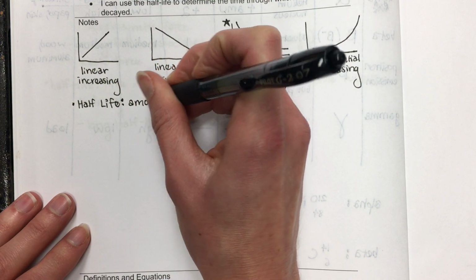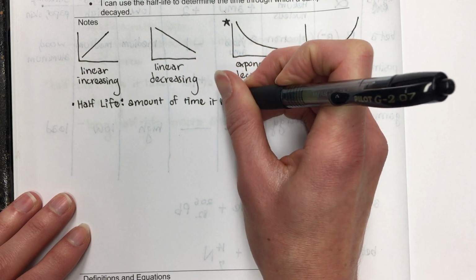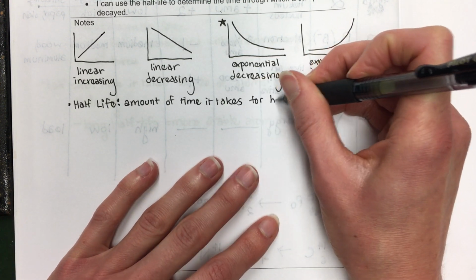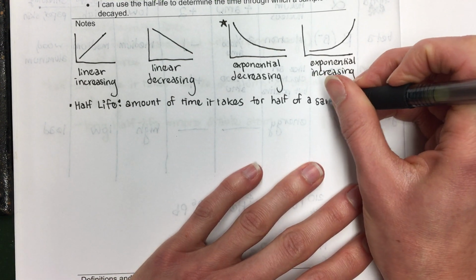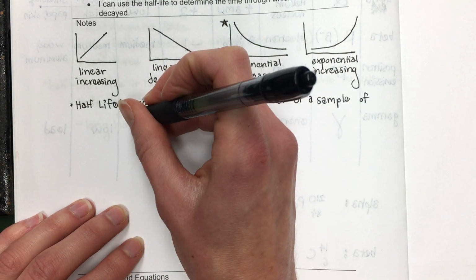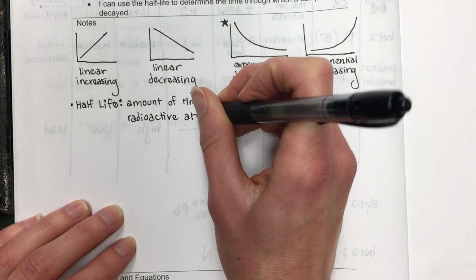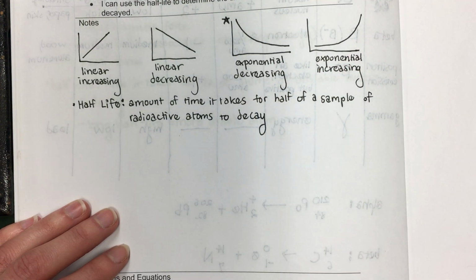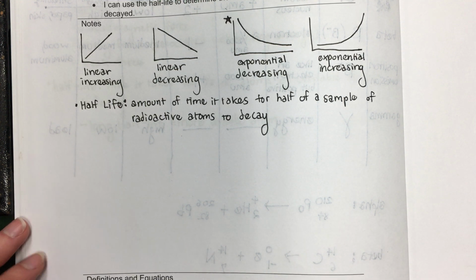Half-life is the amount of time, so it is a time, that it takes for half of a sample of radioactive atoms to decay. And again, just a reminder, when I say decay, that means turn into a different element. That doesn't mean like disintegrate into nothingness.